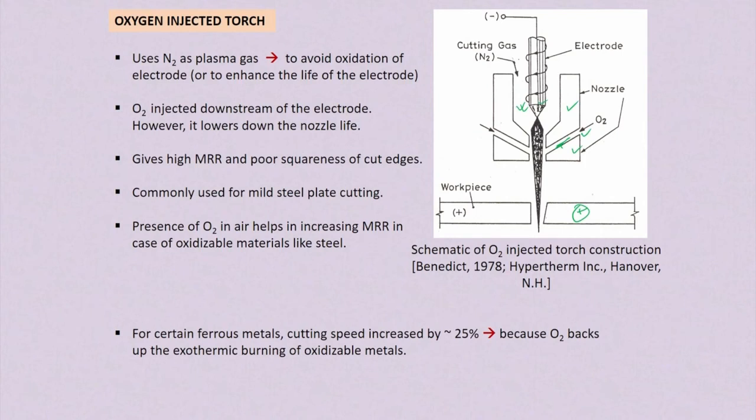So the presence of oxygen in air helps in increasing the material removal rate in the case of oxidizable materials like steel. For certain ferrous metals, cutting speed is increased by 25%, because oxygen backs up the exothermic bonding of these oxidizable materials.